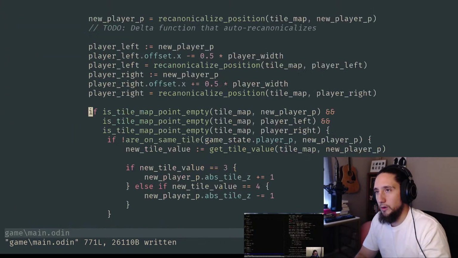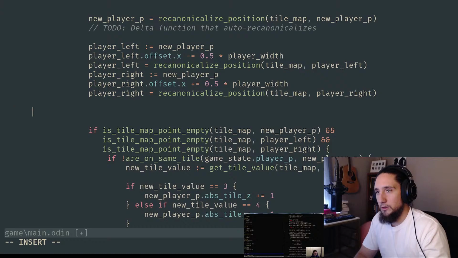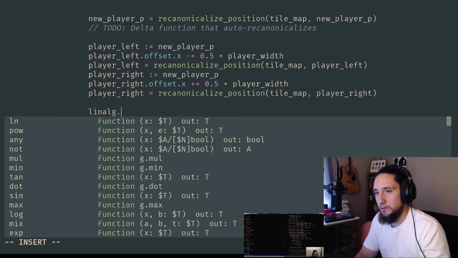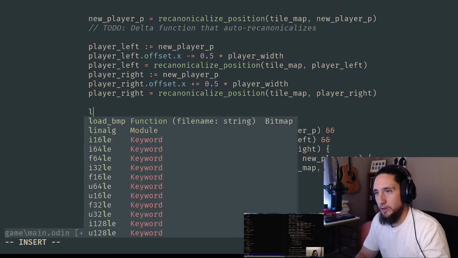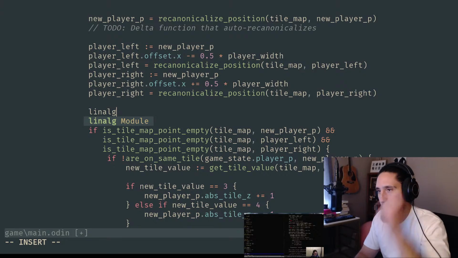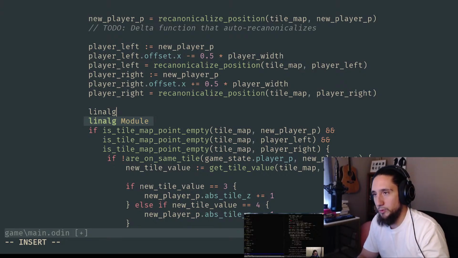So if I go back down here and I access the linalg package, or I guess technically it's a module to a package. How does that work? No, the Odin docs call math a module too. I try to get those things right, but I just don't know, because I haven't spent enough time in the Odin world to appreciate what's the difference between a module and a package.